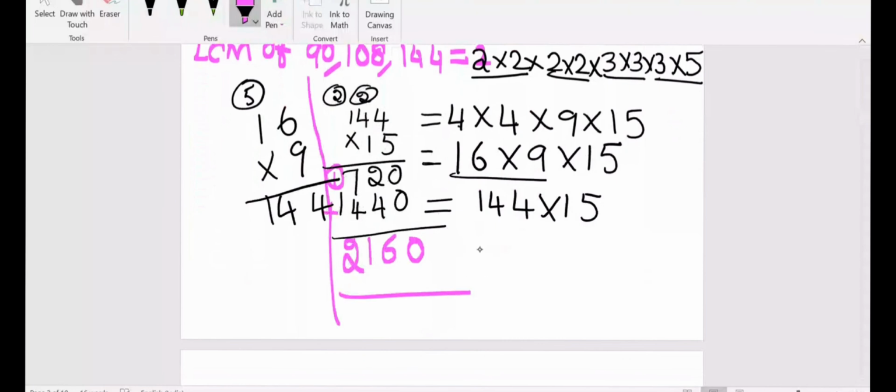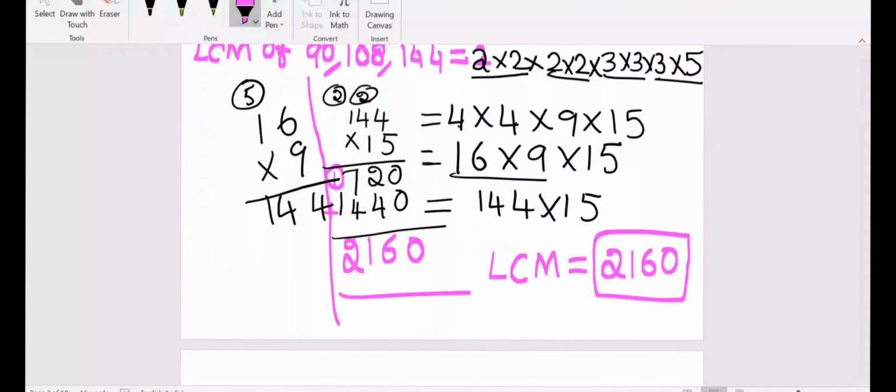So what is the LCM of 90, 108 and 144? The LCM of all the three numbers together we are getting as 2160. So today we have seen how to find the LCM, the least common multiple, using the prime factorization method with 2 numbers and 3 numbers. Hope all of you have understood, and you have to work out the same method with different exercises so that it will be easy without any confusion. Thank you.